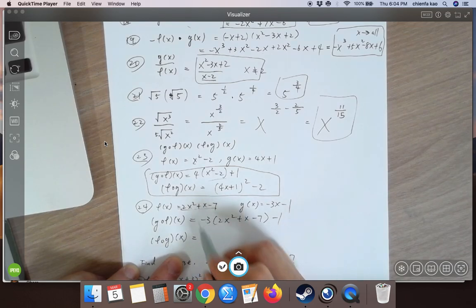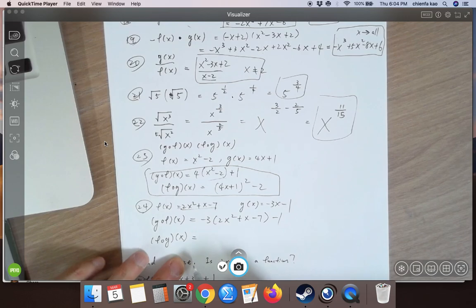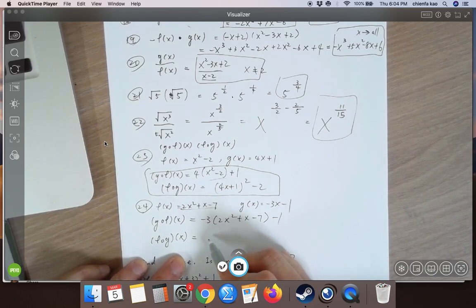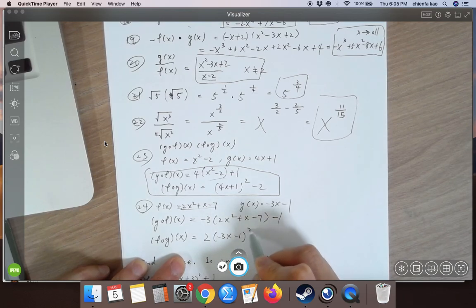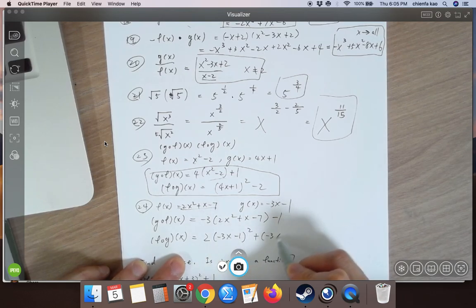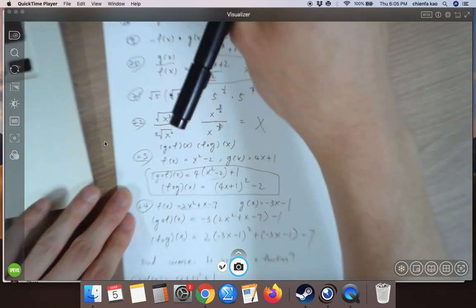So g of x first. But this time there are two x's, so make sure you do all of that. 2, right? There you go. That's your answer.